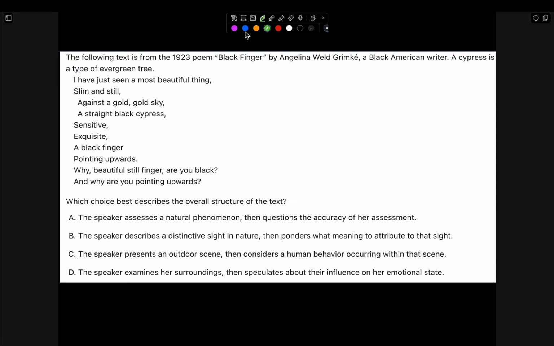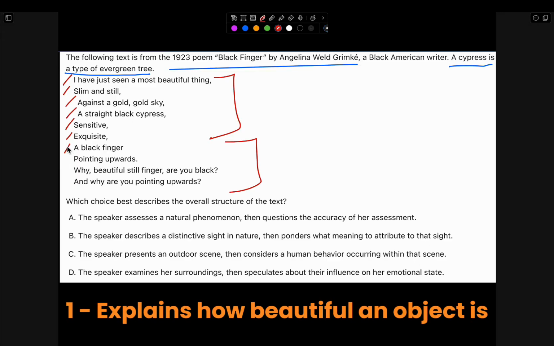Alright, now let's look at another example. However, this one is a poem. It says the following text is from the 1923 poem Black Finger by Angelina Weld Grimké, a Black American writer. A cypress is a type of evergreen tree. So when it comes to poems, I always divide them into two sections, the first half and the second half. The first half says, I have just seen a most beautiful thing, slim and still, against a gold sky, a straight black cypress, sensitive, exquisite. So we can see that this explains how beautiful something is.